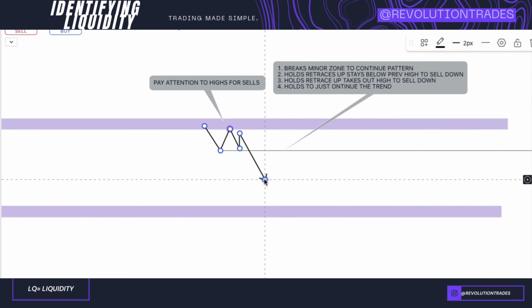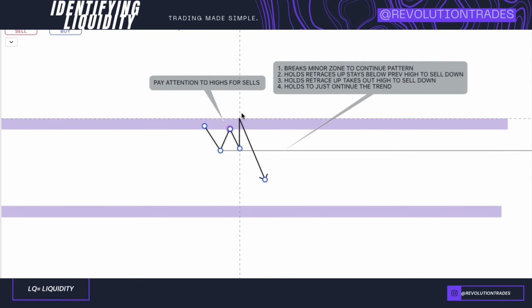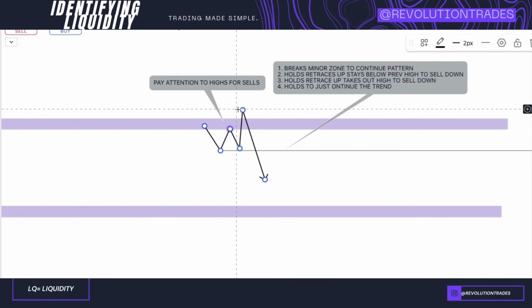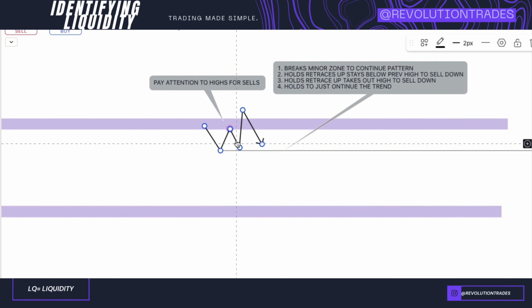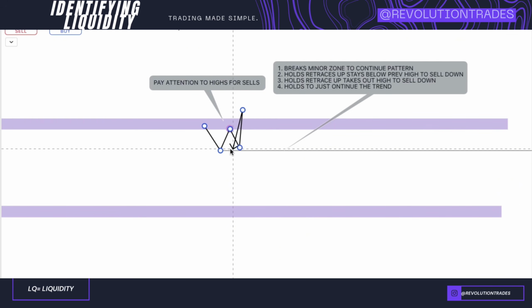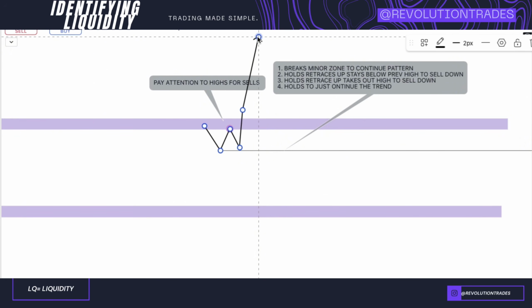Number 3, price failed to break this previous low. We know price is going to do some type of retracement, and this retracement this time takes liquidity out. Because it held after taking this high out, it's now considered liquidity, and price is going to sell down. And lastly, number 4, price may not have enough strength to push down, and sellers might not be in control yet. So price may just hold at this low point to then continue in the uptrend direction. Again, it's going to be opposite for buys.